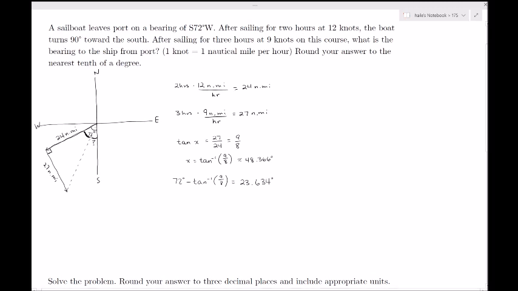Alright, so we're almost done. We really just need to figure out our bearing now. The main part was figuring out the angle. We just need to write it as a bearing. We're still going in the southern direction, so we're going to start with south, and then we'll write our angle to the nearest tenth, so 23.6 degrees, and then we're still going in the westerly direction, so our new bearing is south 23.6 degrees west.